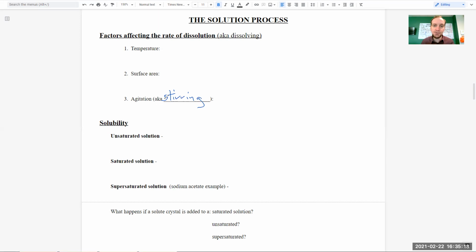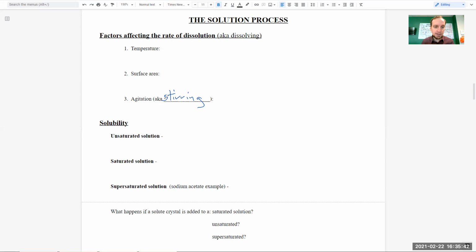So those are the three ways you could increase the rate of dissolving. For a solid, you would increase the temperature. For a gas, you would decrease the temperature. We'll get to that later. Surface area, again, if you crush something into a powder, it will dissolve so much quicker. And in fact, if you make it into a liquid, it'll dissolve even faster. And of course, if you stir it. So those are the three factors to increase the rate of dissolving.